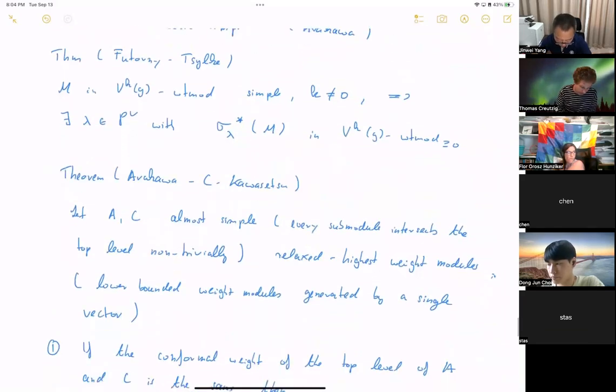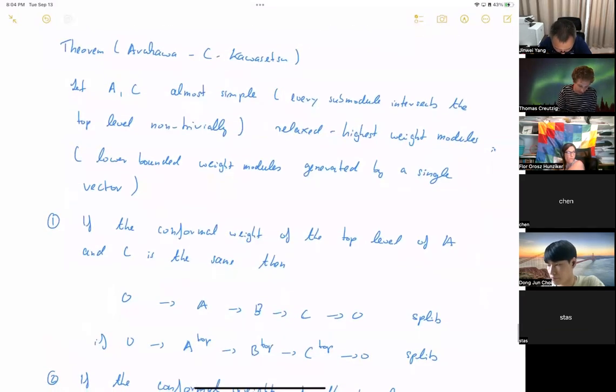And the only thing I told you about extensions so far is that as long as you stay in the category of lower bounded modules, extensions are completely determined by extensions on the top level, on the level of the horizontal subalgebra, the finite dimensional Lie algebra. That's very good news, because that means it's a classical problem somehow.